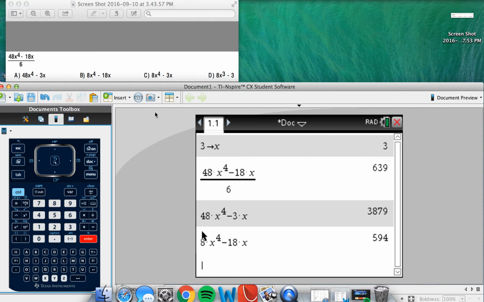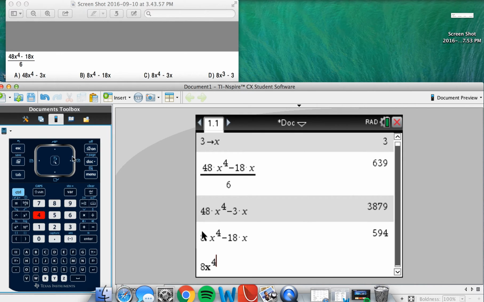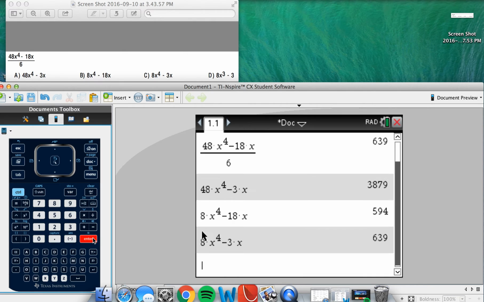Let's go down to C. So 8x to the 4th. Remember, got to get out of my exponent box. Now I can type in my minus 3x. Enter. 639. There it is. That's what we started with. My original expression was 639. Expression C also gave me 639. So here is my answer to this example. It is C.